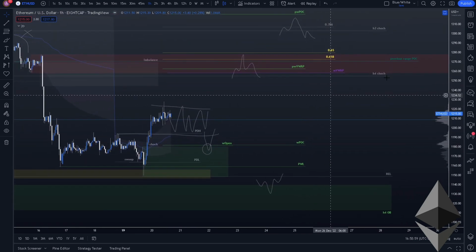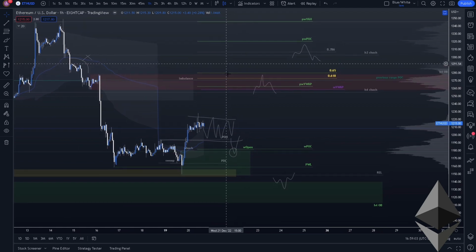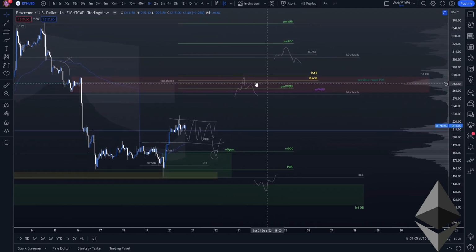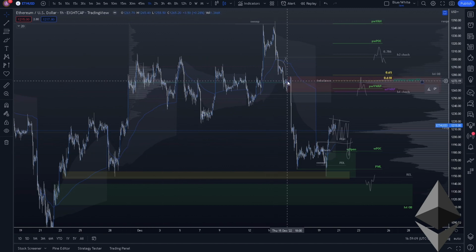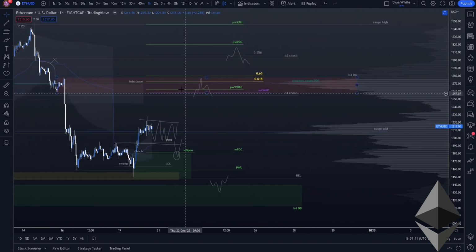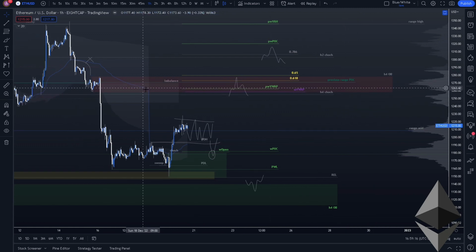And in terms of take profits on Ethereum, there are a couple of areas that I'm interested in. There is a lot of confluence in this area right here. This was the POC of the previous range that we were ranging in for a little while. We also have the H4 order block right here, which is this red box. Our monthly VWAP is coming down right here, and this is also our previous week VWAP, which is this blue line right here.